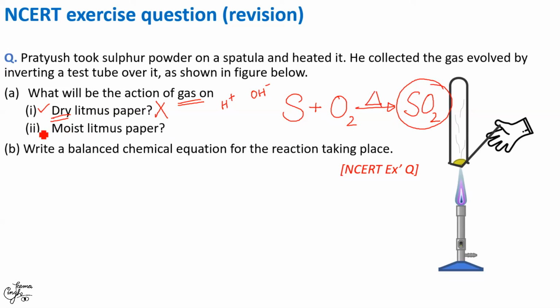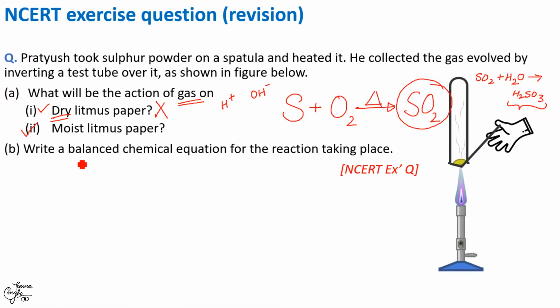Now, if we take moist litmus paper, that means this sulfur dioxide is going to react with the moisture present in litmus paper, that is water, to give rise to H2SO3, sulfurous acid. We've already covered this in today's video in the explanation part. Now, this is sulfurous acid. So, what do acids do to red litmus paper? It shows no effect. And what will it do to a blue litmus paper? It will turn blue litmus red.